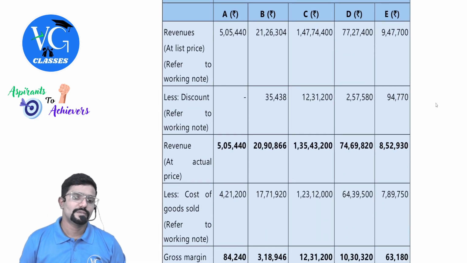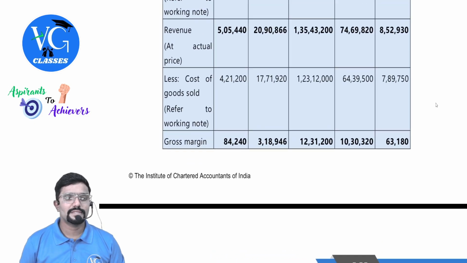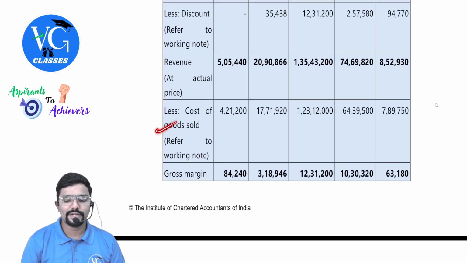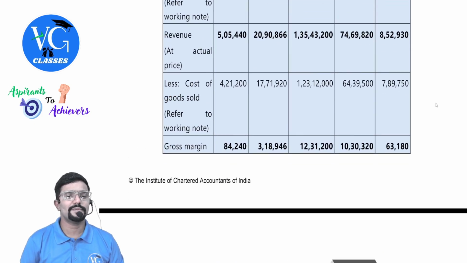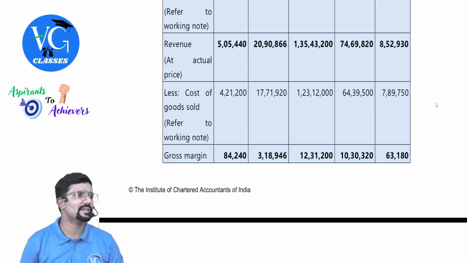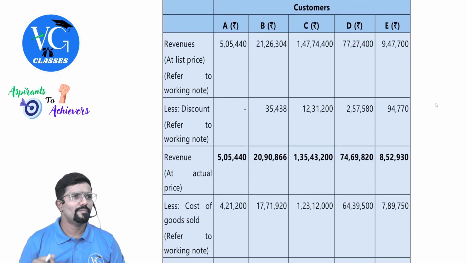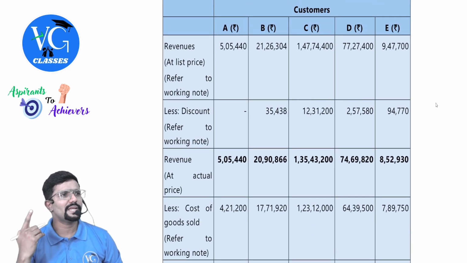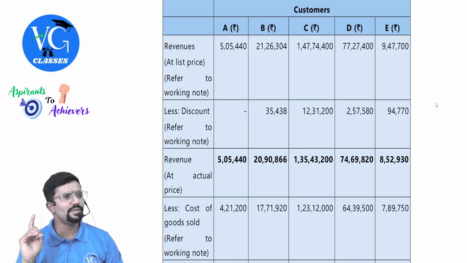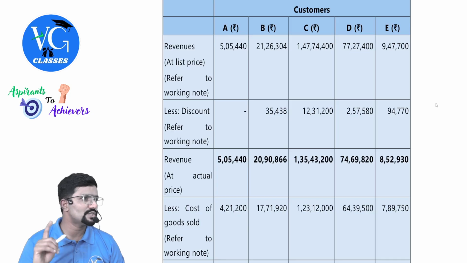Okay. Revenue at actual price. Then cost of goods sold, we have already done the working note. Take the same number. Gross margin you will get. See, in this question they have shown the gross margin. Even in the previous question, I guess gross margin was not shown, still you guys show it. You show it in the exam.